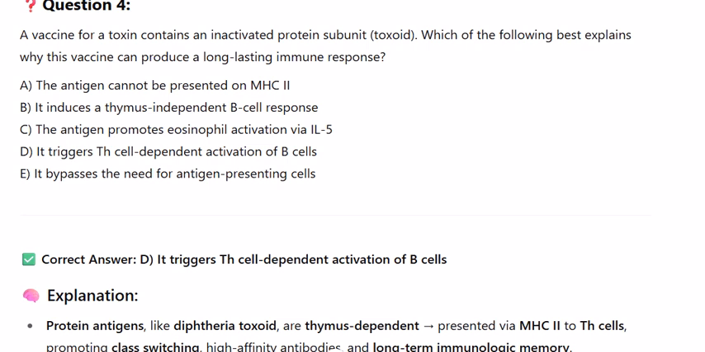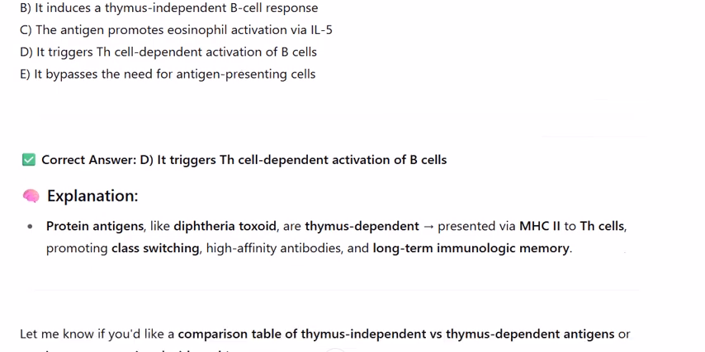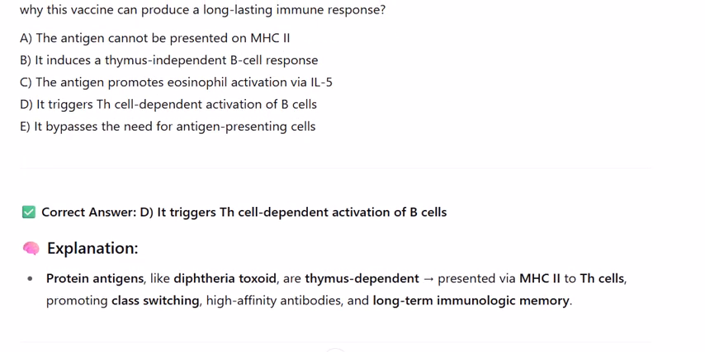Correct answer. D. It triggers Th cell-dependent activation of B cells. Explanation. Protein antigens, like diphtheria toxoid, are thymus-dependent, presented via MHC II to Th cells, promoting class switching, high-affinity antibodies, and long-term immunologic memory.